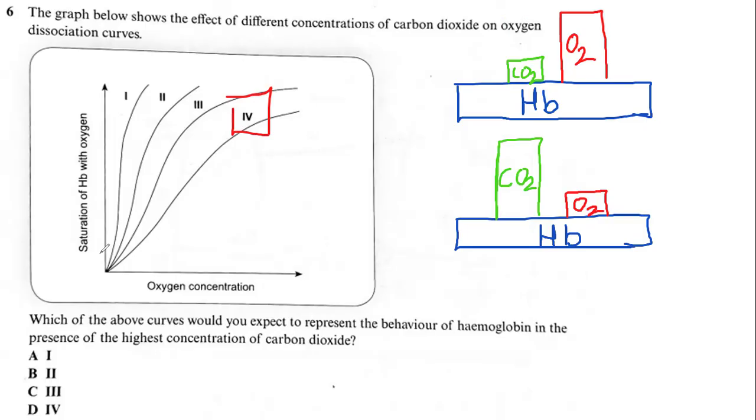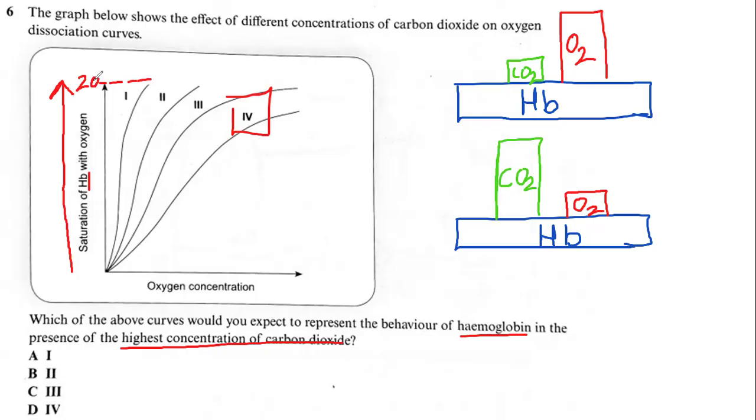If you look at the curve, this is explaining saturation of hemoglobin with oxygen. As you can see, high saturation of hemoglobin means that we have a lot of oxygen here. And it says, which of the curves would you expect to represent the behavior of hemoglobin in the presence of the highest concentration of carbon dioxide? We know it can't be I because this has too much oxygen. It's like the peak. It has so much oxygen. So let's say that this is like 20.